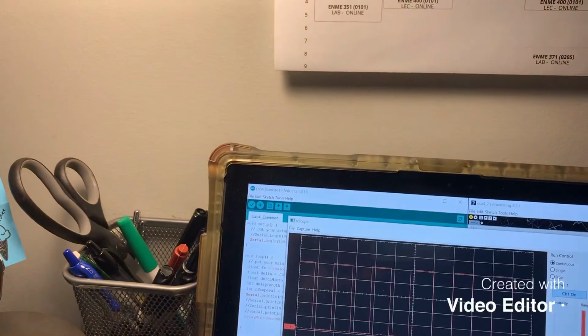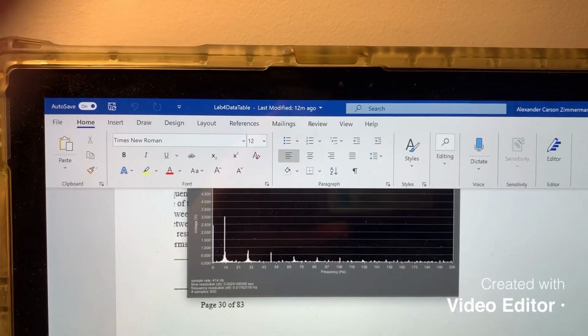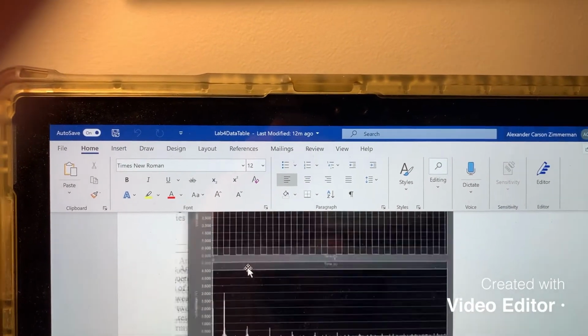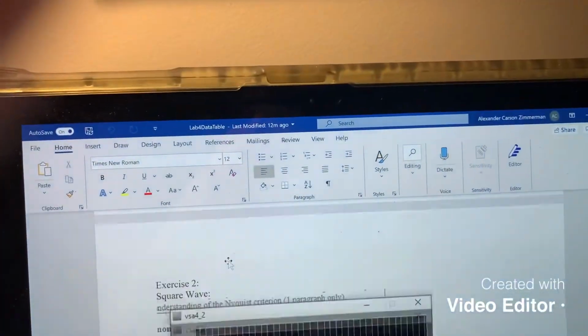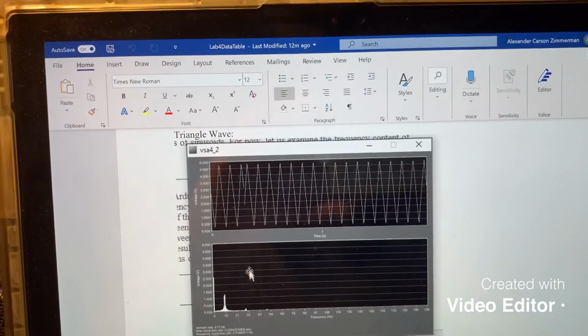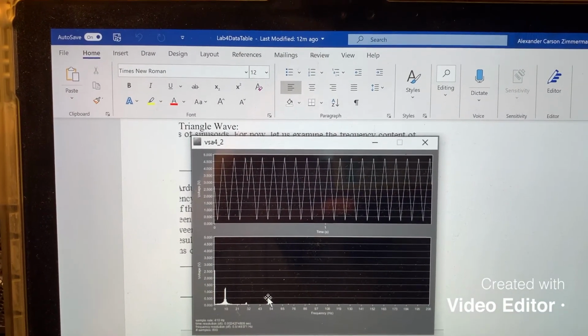If I pull up my Word document here, you can see my square wave, which has more data points on the spectrum plot than the sinusoidal waves at the top, or in exercise 1, and as well as the triangle wave, there are a few more plots on the spectrum plot as well.